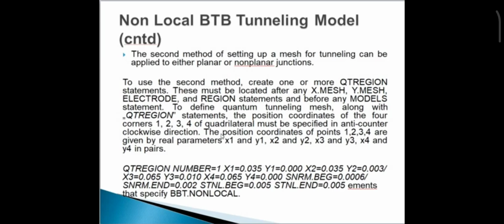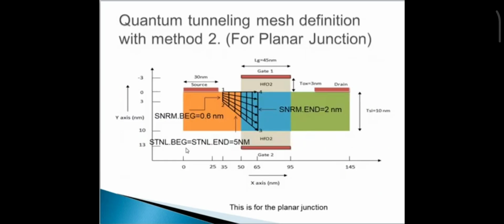Similarly, the spacing between the mesh points or nodes at the beginning and end of the slice can be specified by the real parameters stnl.beg and stnl.end. In this statement, the value of stnl.beg and stnl.end is 5 nanometer. It represents the spacing in the x direction. The value of stnl.beg and stnl.end is the same, so we get the same spacing from point 2 to point 3, that is 5 nanometer.